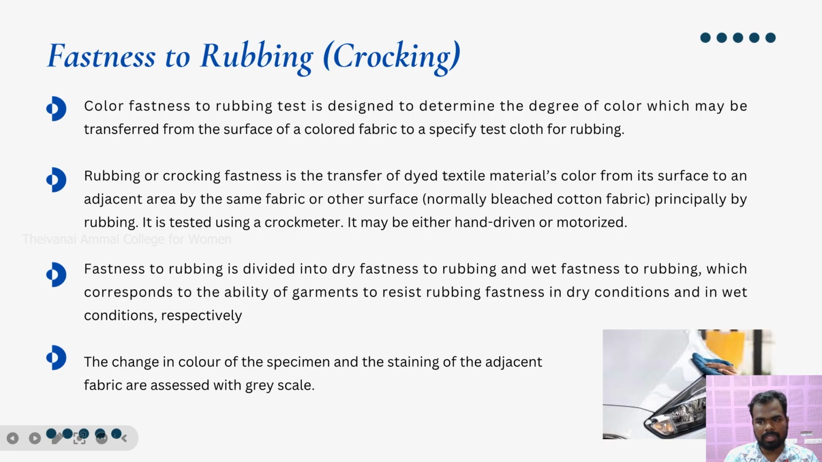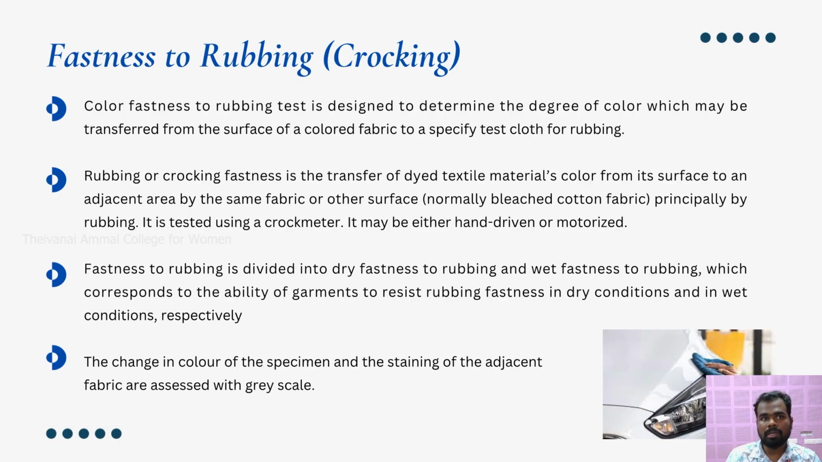It is mainly of the dyed fabric against an adjacent fabric, the opposite sides of two fabrics being rubbed in a proper way to conduct the test. This is done on the crock meter machine, and it can be handmade or electrical. Then fastness is divided into two: one is wet fastness and the other is dry fastness.